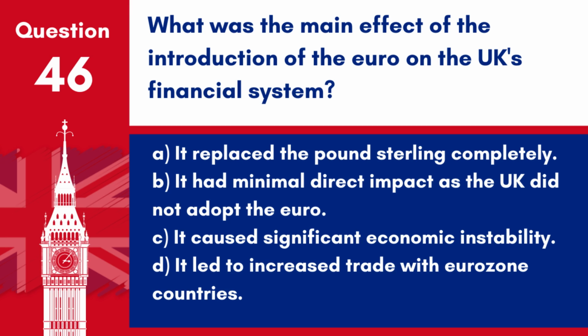Question 46. What was the main effect of the introduction of the euro on the UK's financial system? A. It replaced the pound sterling completely. B. It had minimal direct impact as the UK did not adopt the euro. C. It caused significant economic instability. D. It led to increased trade with Eurozone countries.